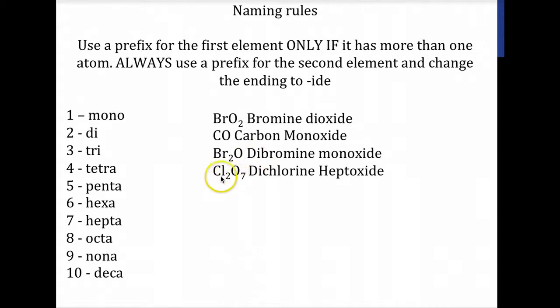And here we have a little bit more complicated, but it's not too bad. So there's 2 chlorine, so it's dichlorine. We have 7 oxygen, so 7 is hepta, and oxygen is oxide, so heptoxide. Now, we drop the A here because we don't want to put 2 vowels right next to each other. We don't want to say heptaoxide. It's heptoxide. Okay, so that's as easy as it is.